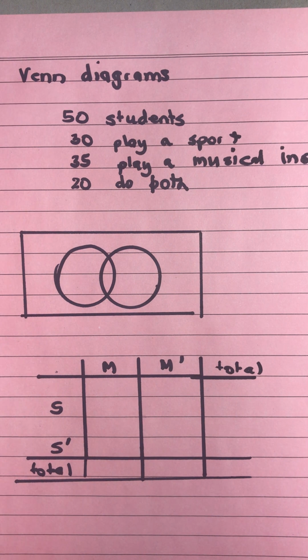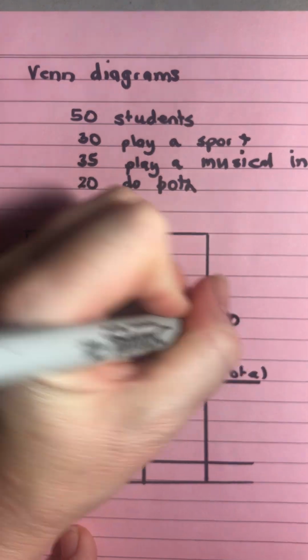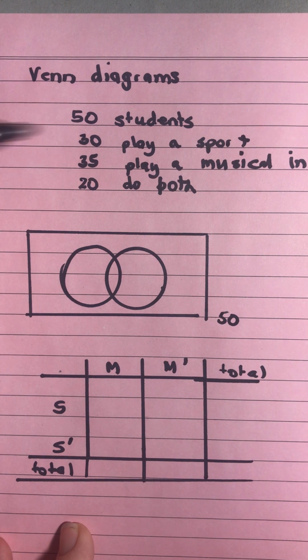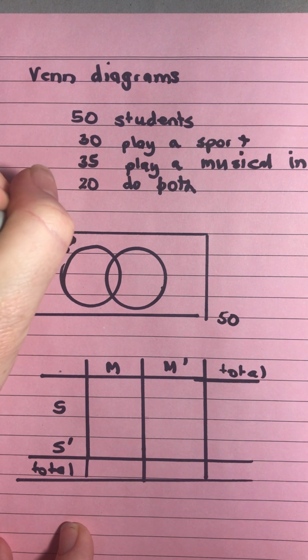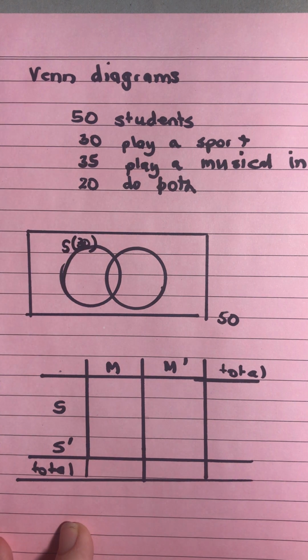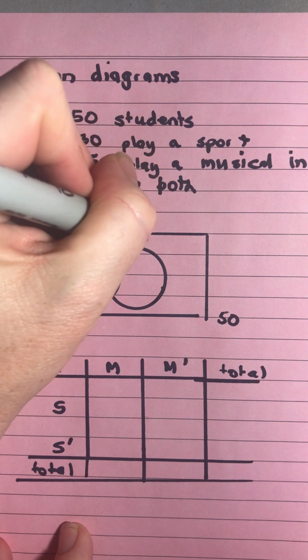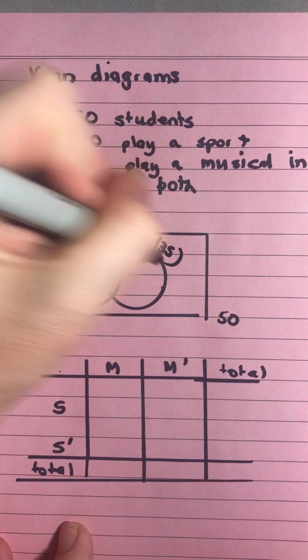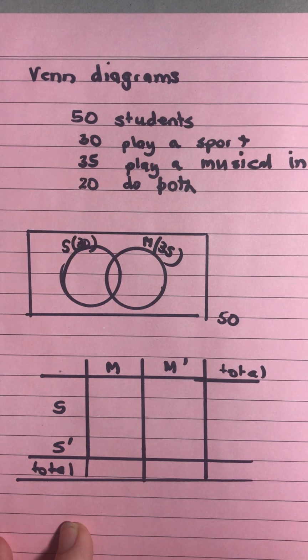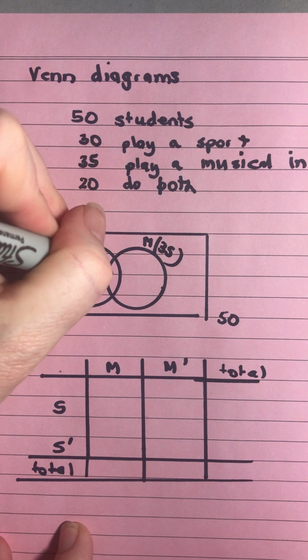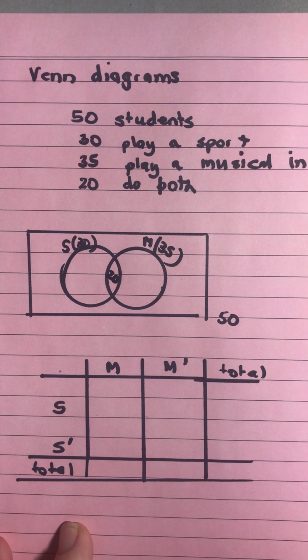So we've got 50 students in total. So I like to write that down the bottom corner. I've got 30 playing a sport, so I'm going to write S, and I'm going to write my 30 up the top there. I have 35 play a musical instrument, so I'm going to write an M for musical instrument and 35 up the top. And then I've got 20 do both, so I'm going to put 20 in that overlap section.